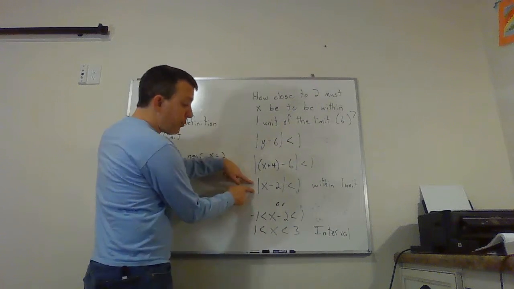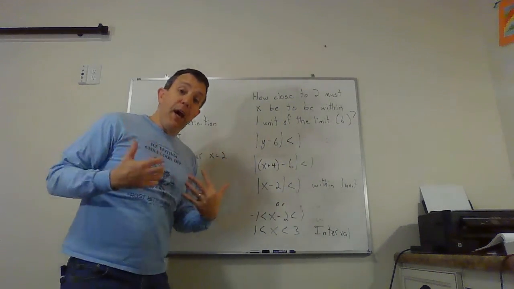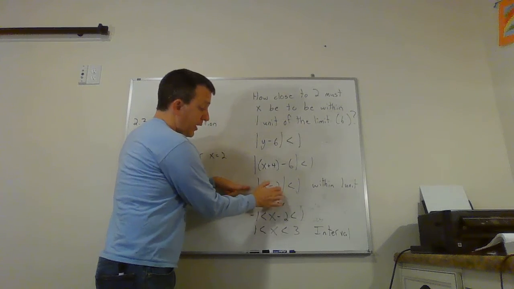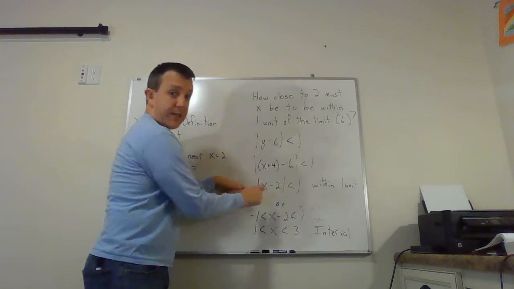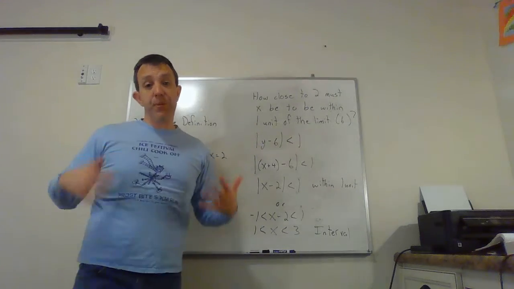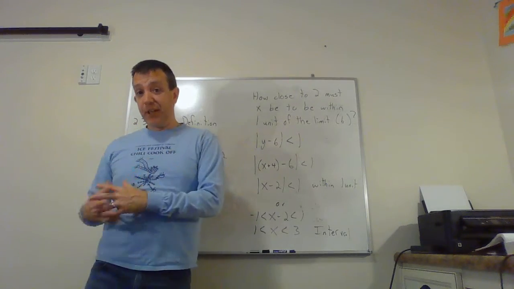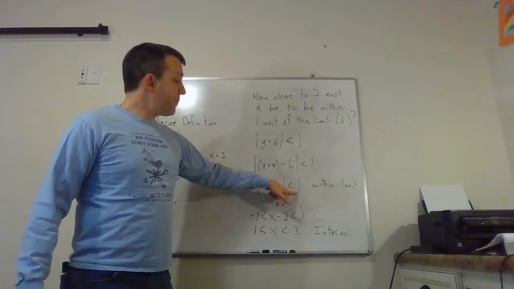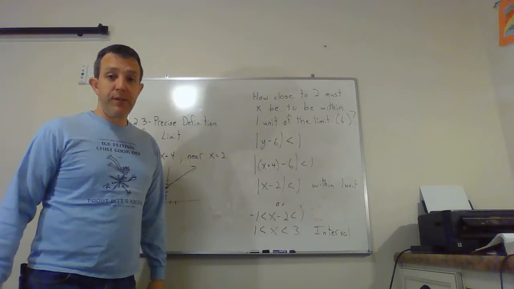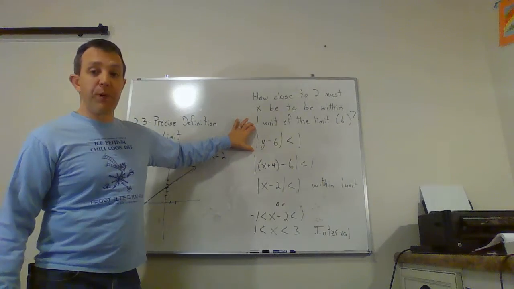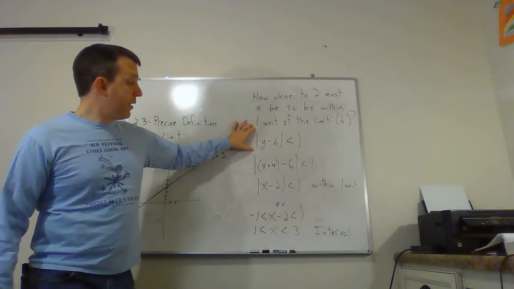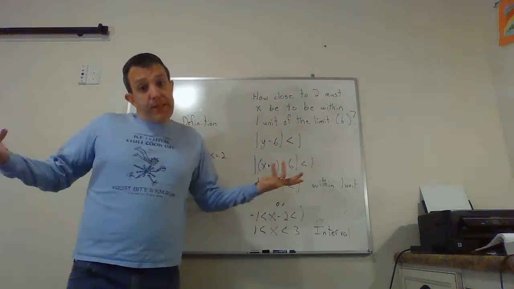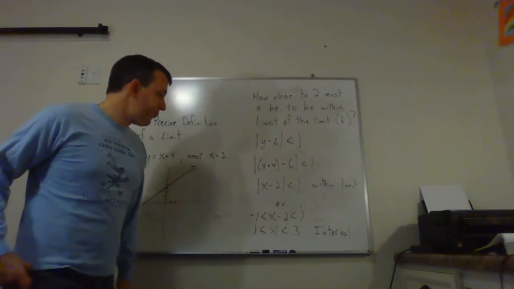And so here we can actually see it again. Now we have the distance between our x value and the x value we want to be approaching, which is 2. And we can see that we have to be within 1 unit. So we started with how close we wanted to be to y, and we rearranged it to see how close we wanted to be to x. In this case, it's also 1 unit.